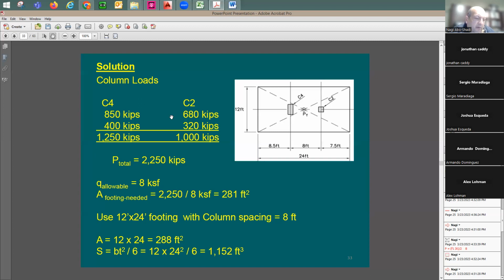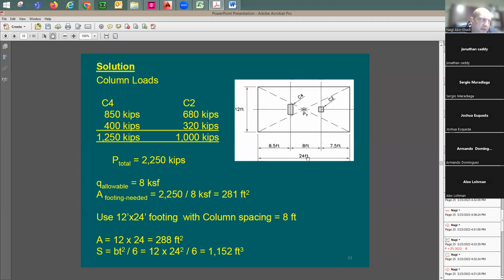Now, how can I come up with this? Contact area needed. The contact area, or the footing area needed, you just take the vertical load divided by the allowable pressure, the 8 kSF. I need 281 minimum of contact area between the footing and the soil to be able to make it work at 8 kSF.